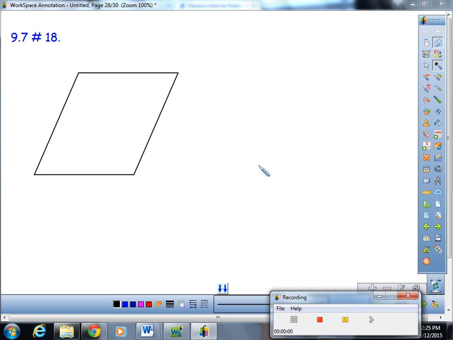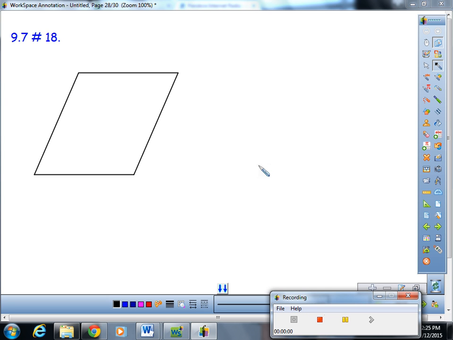First one is number 18 from 9.7. This is a Widmoyer question. One of the angles in a rhombus has a measure of 120. If the perimeter of the rhombus is 24, find the length of each diagonal.